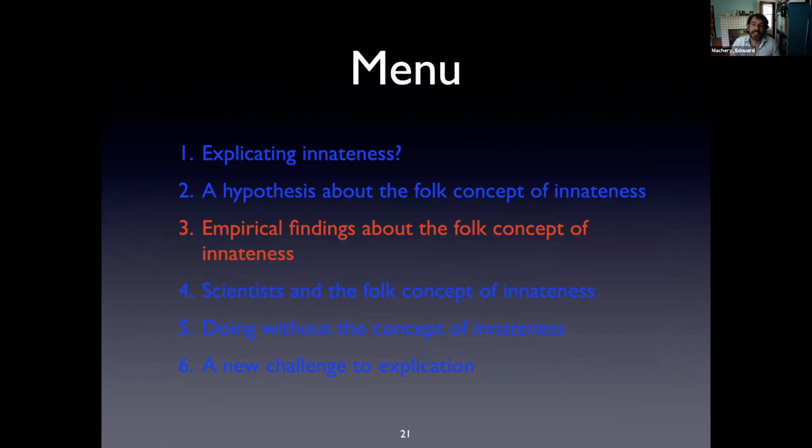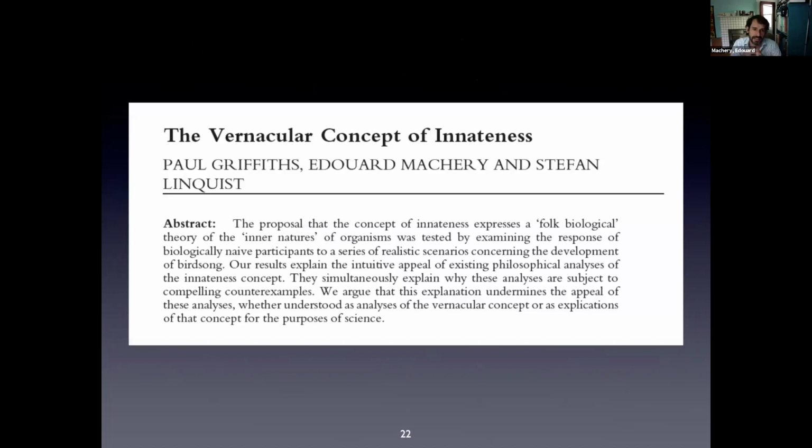All right, so that was the hypothesis we formulated before the project. And then, because it's an empirical hypothesis, we decided to just test it. We decided to just find out whether this hypothesis is right. And that led to the following paper, The Vernacular Concept of Innateness, with my collaborators Paul Griffiths and Stefan Linquist. So here's what we did in this paper.